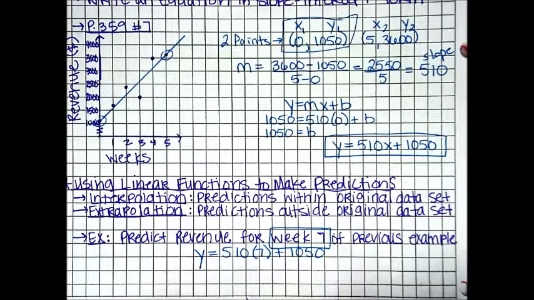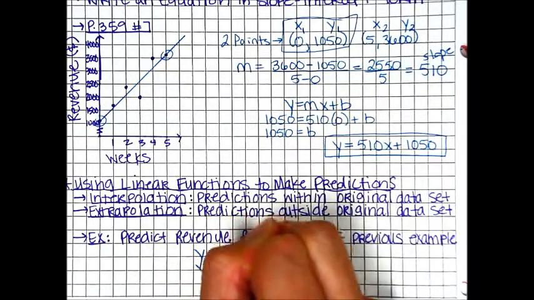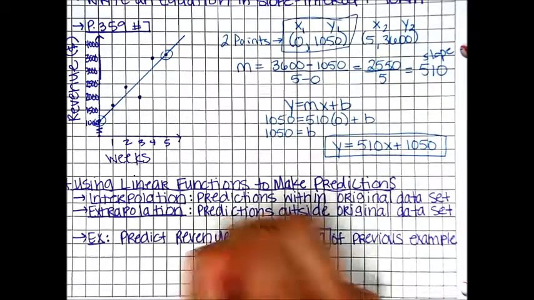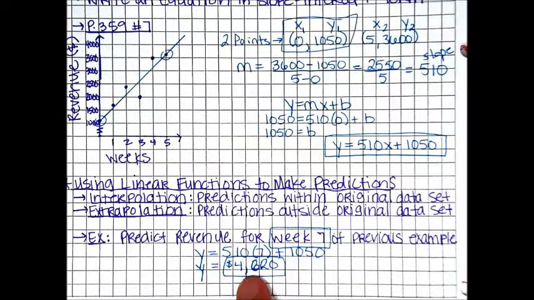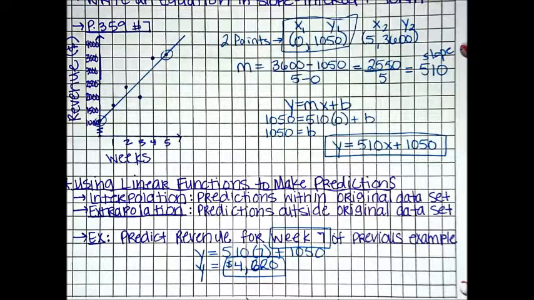510 times 7 plus 1050 is going to come out as $4,620. So sorry for my miswriting there. $4,620. So we don't know exactly that that's what would occur in week 7, but based on this model, it's a really good prediction. Then when you read those questions in the homework, it's not only going to ask you to make the prediction, it's going to ask you for one of these terms. It's going to ask you, is what you just predicted an example of interpolation or extrapolation?